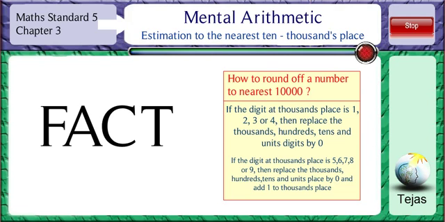So how do you round off a number to the nearest 10,000s place? If the digit at the thousands place is 1, 2, 3 or 4, then replace the thousands, hundreds, tens and units digit by 0. If the digit at the thousands place is 5, 6, 7, 8 or 9, then replace the thousands, hundreds, tens and units place by 0 and add 1 to the ten-thousands place.